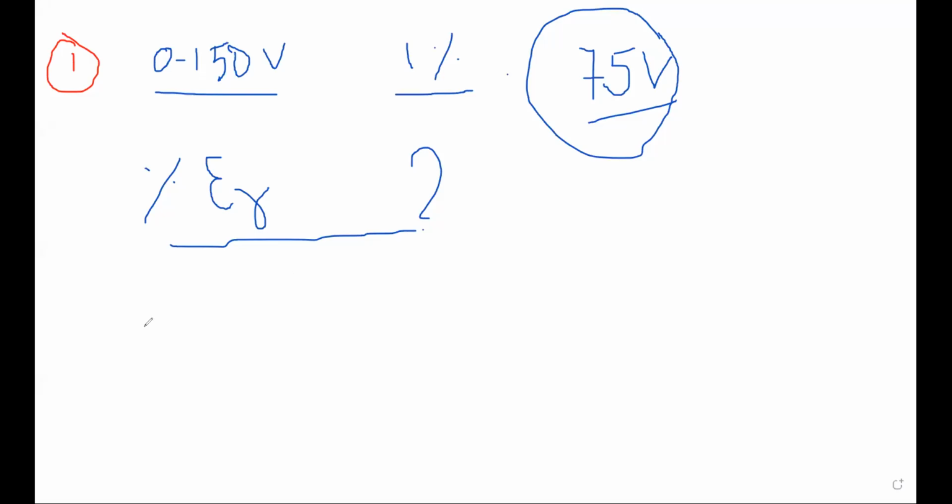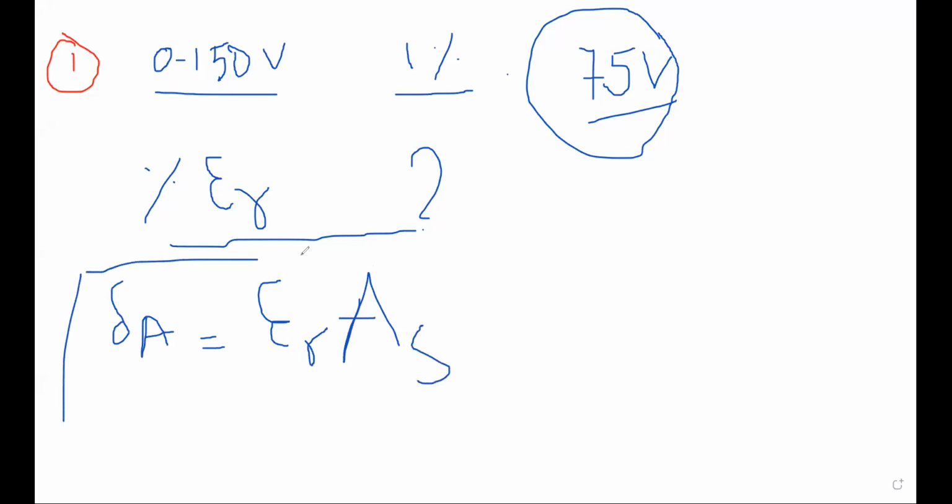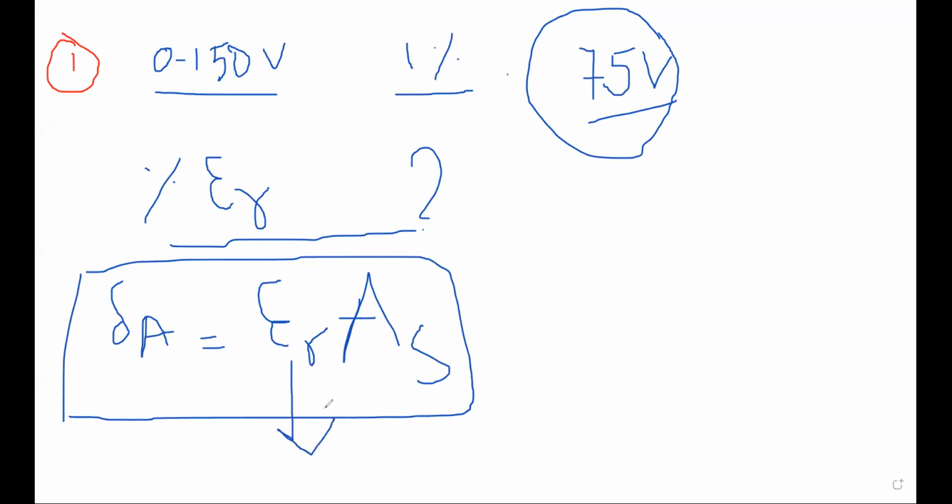See, the first formula you will use is for the magnitude of limiting error of the instrument. The formula is del A equals epsilon r, the limiting error, multiplied by the AS. Do you know what epsilon r is? This is the error, that is the 1%. In your problem you are given 1% error, so you put here 0.01. Clear? Multiplied by what?